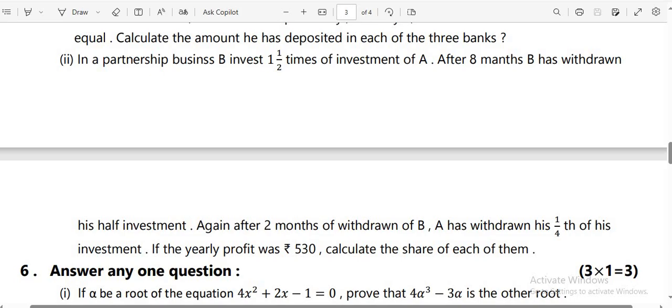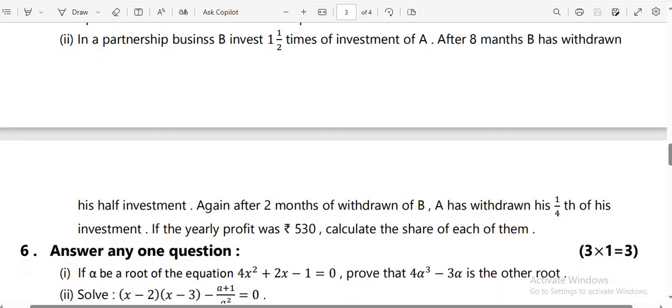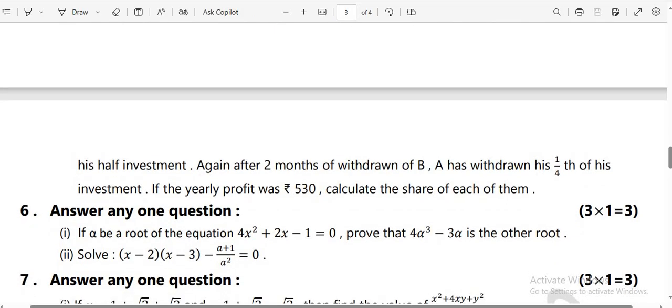Answer any one question. 3 into 1 is equal to 3. Each question carries 3 marks. Question number 1. If alpha be a root of the equation 4x square plus 2x minus 1 is equal to 0, prove that 4 alpha cube minus 3 alpha is the other root. Question number 2. Solve (x minus 2)(x minus 3) minus (a plus 1) by a square is equal to 0.